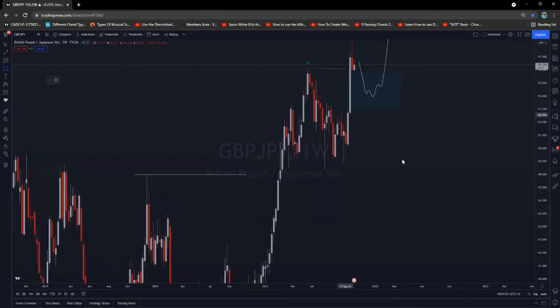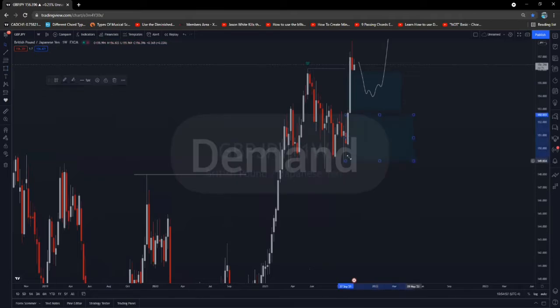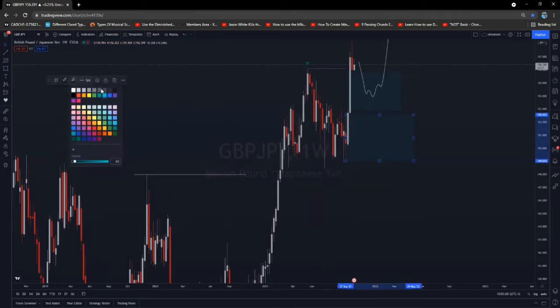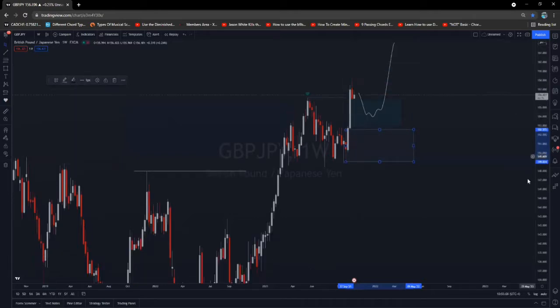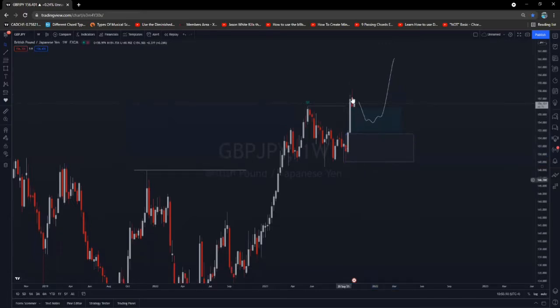Here's an area of supply. Not a very good area because of the size of the wicks, but then considering other factors like the departure away, the time spent away should be decent enough, right? So I just wanted to highlight that. Yeah, we can now go to the daily.